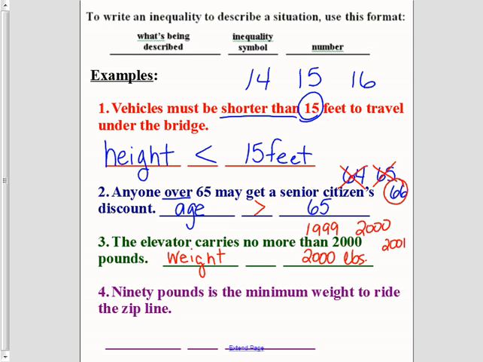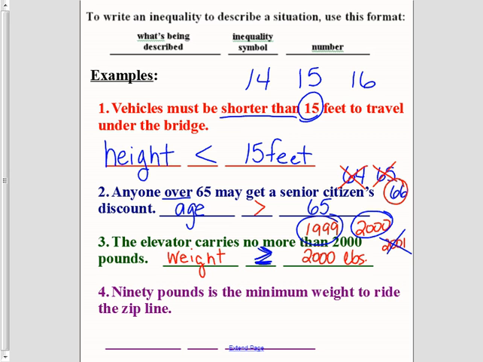It's not more than 2,000, so that would work. How about 2,000? It is also not more than 2,000 pounds, so that would work. 2,001 is more than 2,000, so that wouldn't work. So the weight can be either less than 2,000 or it can be equal to 2,000. It could be exactly 2,000. So less than or equal to 2,000 is going to go there.